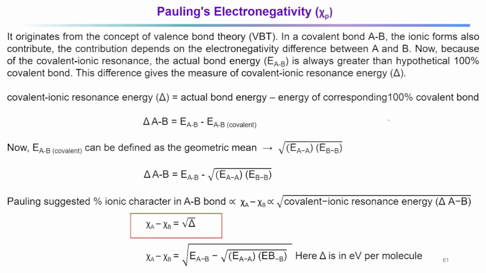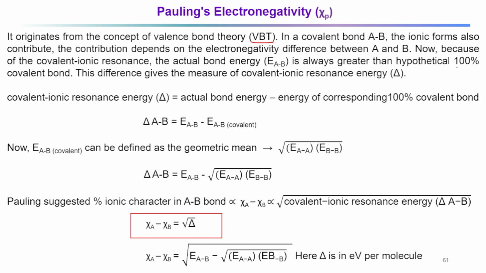Now let's talk about Pauling's electronegativity. The electronegativity periodic table which we saw earlier is actually based on Pauling's electronegativity. It originates from the concept of valence bond theory, VBT. In a covalent bond AB, the ionic forms also contribute. The contribution depends on the electronegativity difference between A and B. So these two atoms forming a covalent bond also have some ionic nature inside their covalent bond. Because of the covalent ionic resonance, the actual bond energy is always greater than the hypothetical 100% covalent bond.